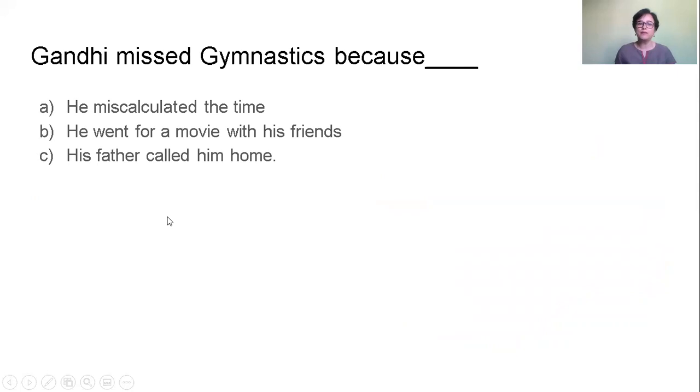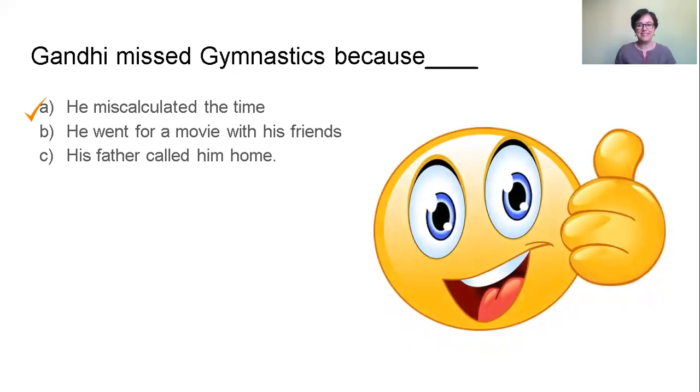Gandhi missed gymnastics because he miscalculated the time. He went for a movie with his friends. His father called him home. The right answer? He miscalculated the time. There.